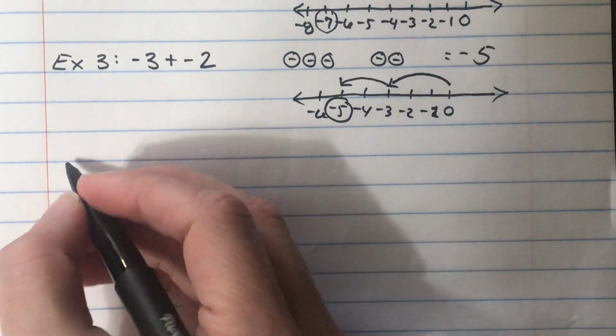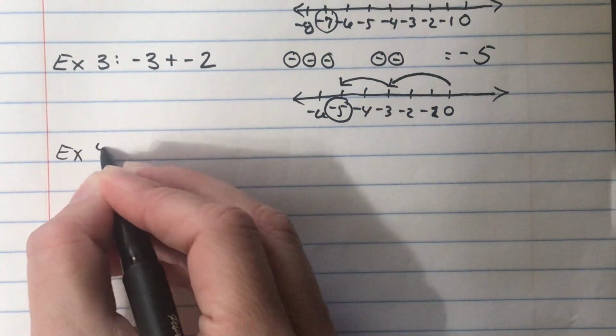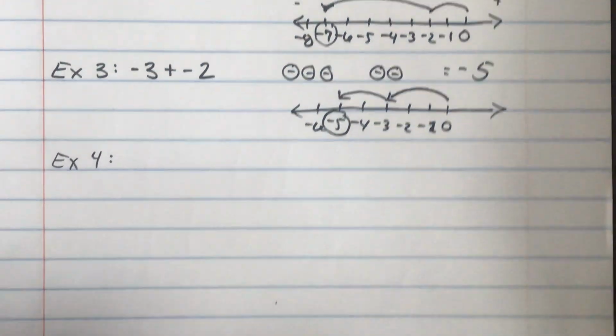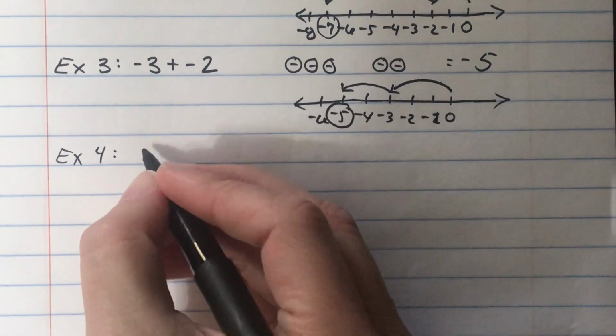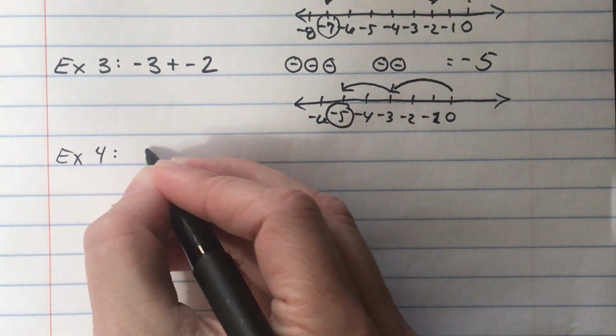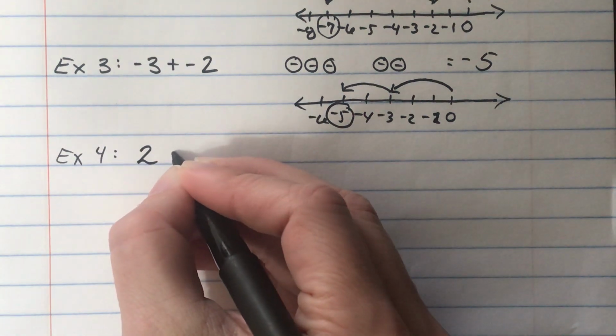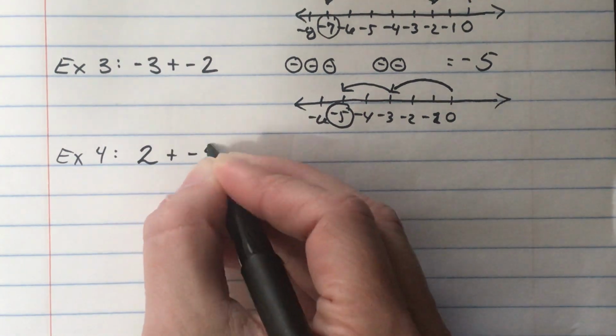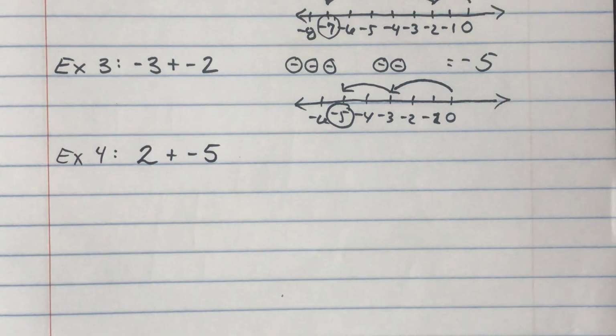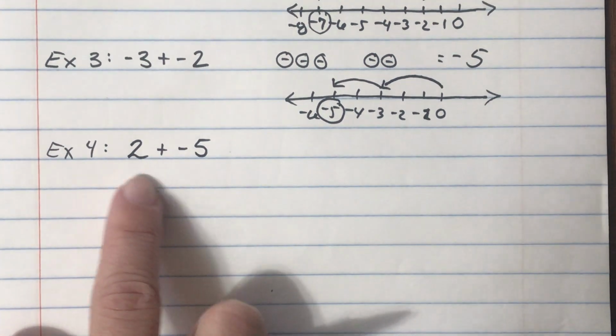So let's look at example number 4. And we are going to add positive 2 plus -5. So we've been dealing with 2 and 5 anyway. We might as well keep it up. All right, so let's see what this is going to look like.